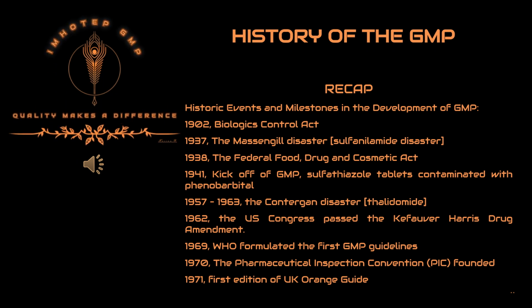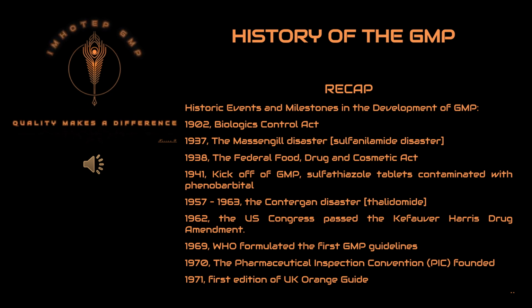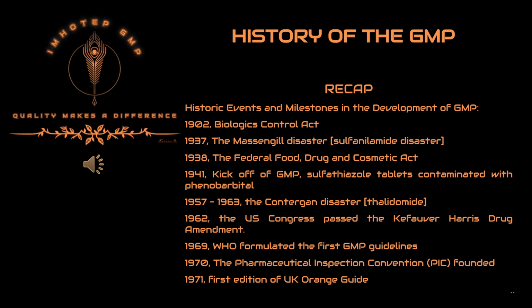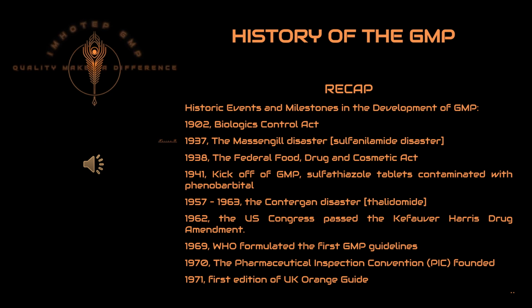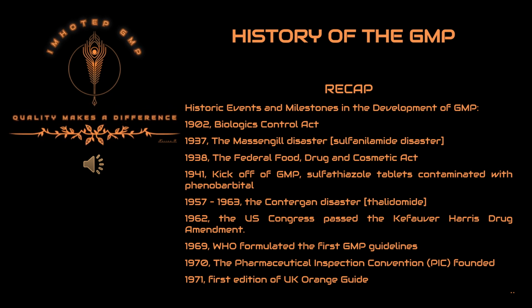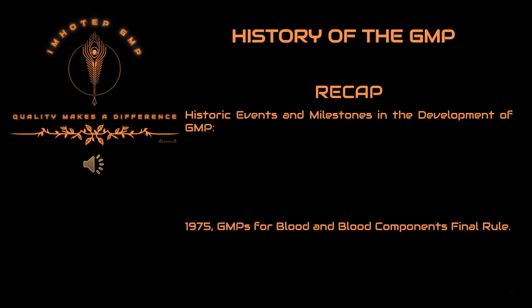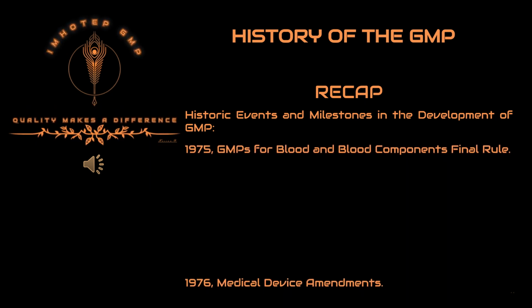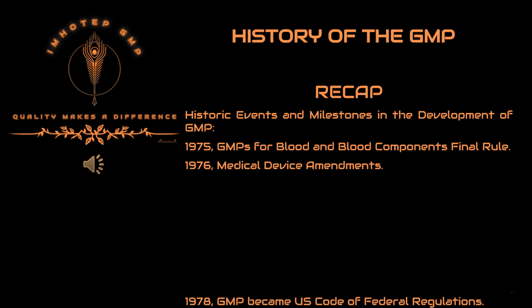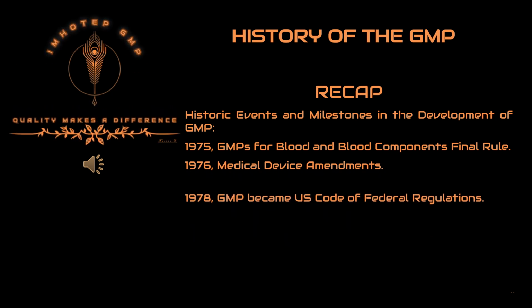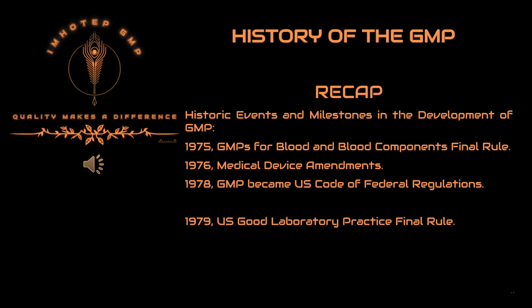1969, WHO formulated the first GMP guidelines. 1970, the Pharmaceutical Inspection Convention, PIC, founded. 1971, first edition of UK Orange Guide. 1975, GMPs for blood and blood components final rule. 1976, Medical Device Amendments. 1978, GMP became U.S. Code of Federal Regulations.